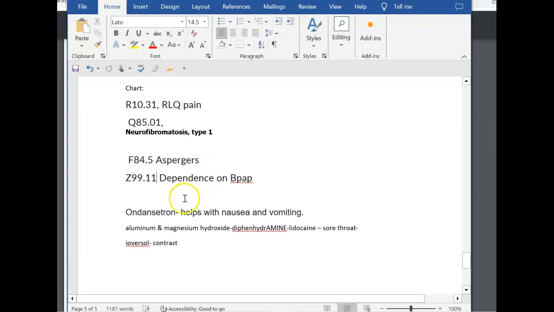If you code it the Z99.11 dependence on BPAP, that's fine too. Like I said, reevaluate this because some of you had a lot of diagnosis codes, which this is a learning chart. I want everyone to learn from it. Oh, and I mixed up my two drugs here. This aluminum and magnesium is for throat lidocaine. This here is for the contrast that they did with the CT.